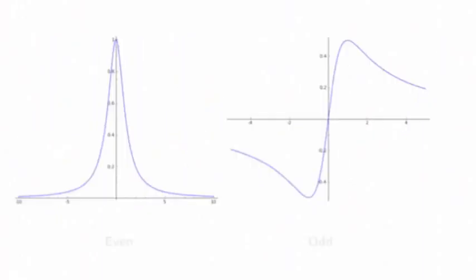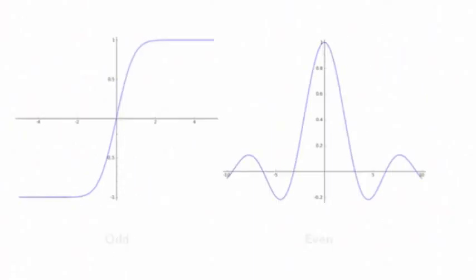The graph on the left has reflective symmetry about the y-axis, so it must be even. The graph on the right now has rotational symmetry about the origin, so it must be odd. The graph on the left, rotational symmetry about the origin. The graph on the right, reflective symmetry about the y-axis. The graph on the left is odd. The graph on the right is even.